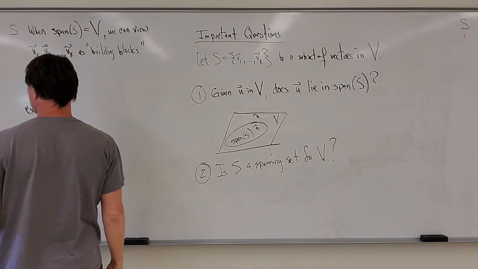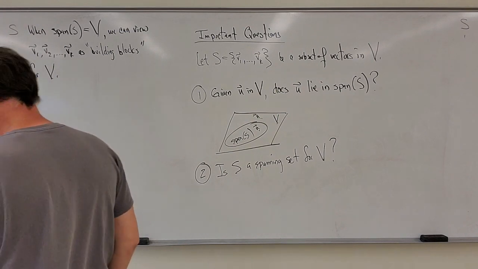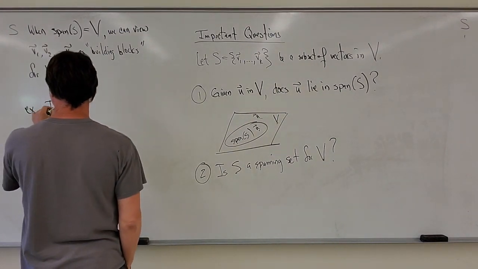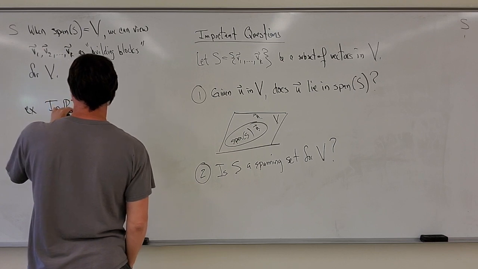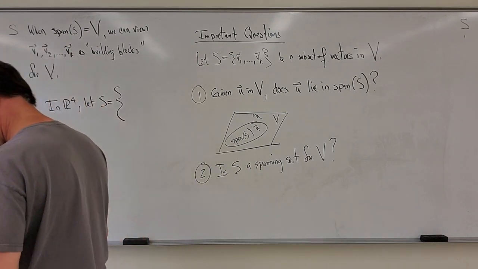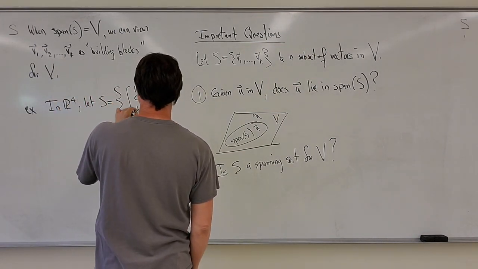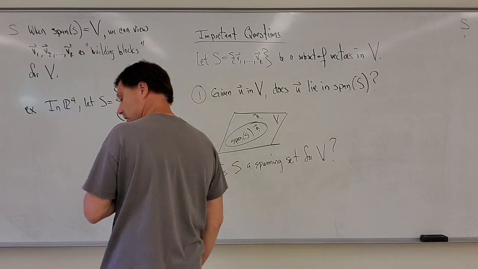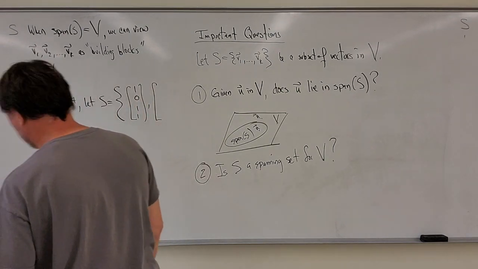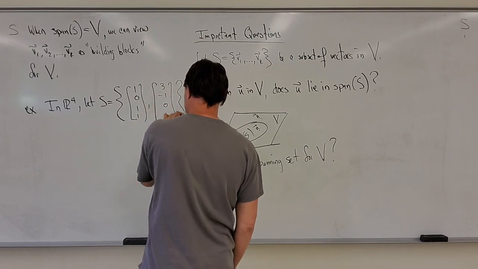Okay, so as the first example, let's work in R4. In R4, let S consist of the following vectors: (1, 0, 1, 1) and (3, -1, 0, 1). So here's our set S.